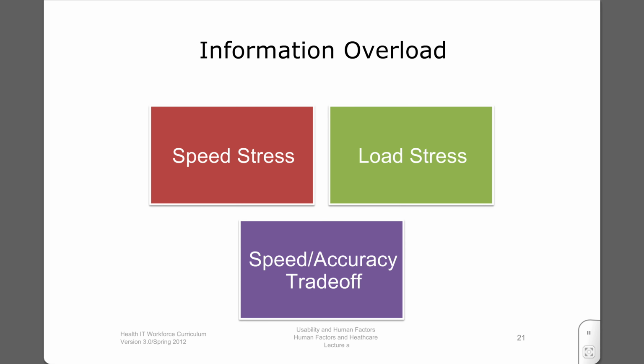This slide describes some of the conditions for overload. If you are under pressure to increase the pace of your performance, or if you are burdened by a heavy information load, the quality or accuracy of performance is likely to degrade. There is a speed-accuracy trade-off. As you increase your speed of performance beyond a certain threshold, you increase the probability that the quality or accuracy of your work will degrade.